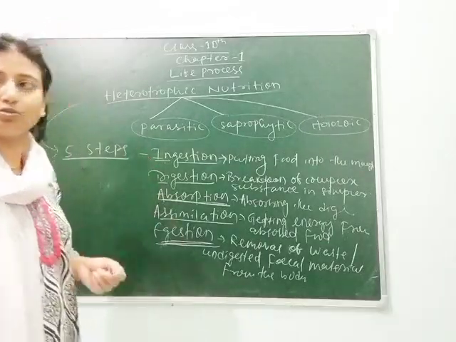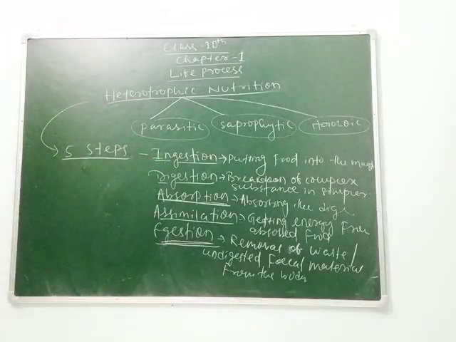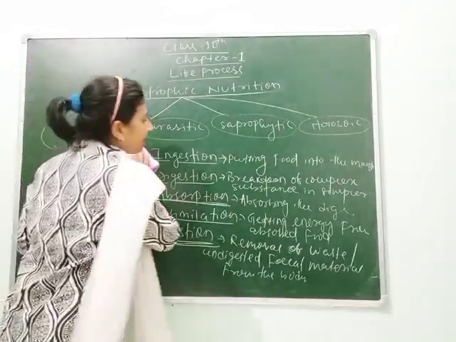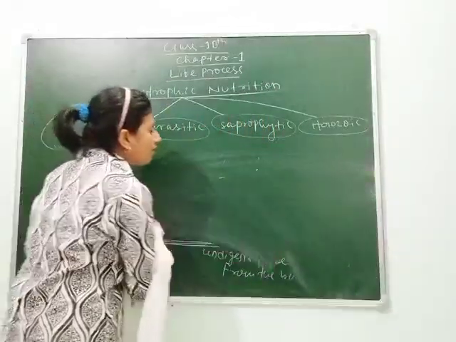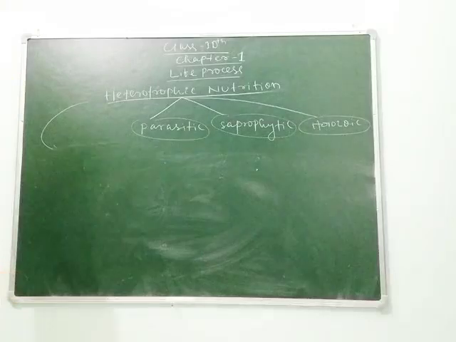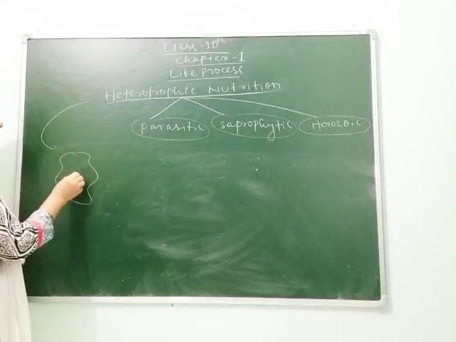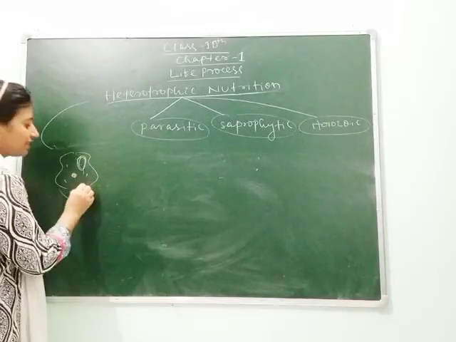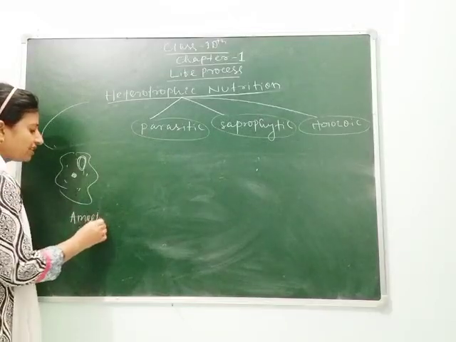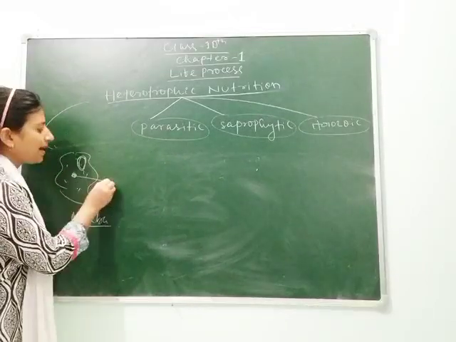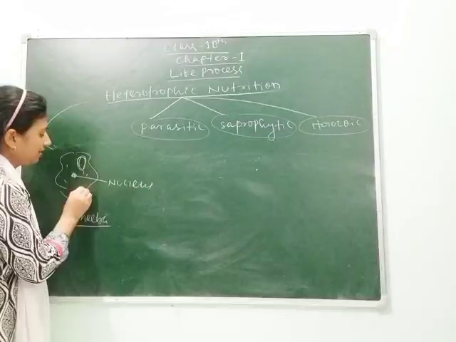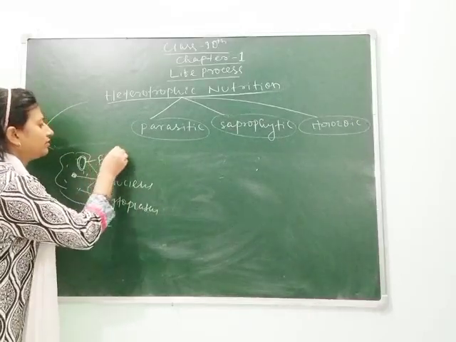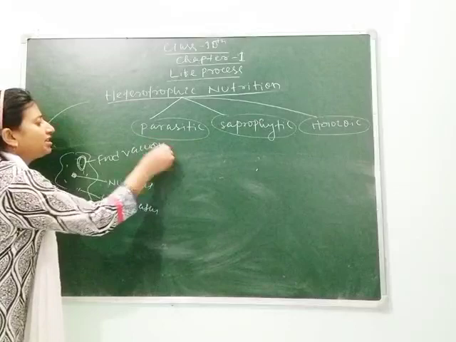Let's see through a diagram how an amoeba-like simple celled organism completes its nutrition. Students, you can see the blackboard as I draw the diagram. This is the amoeba, a single celled organism. This part is the nucleus, this is the cytoplasm, and this is the food vacuole, inside which food is kept.